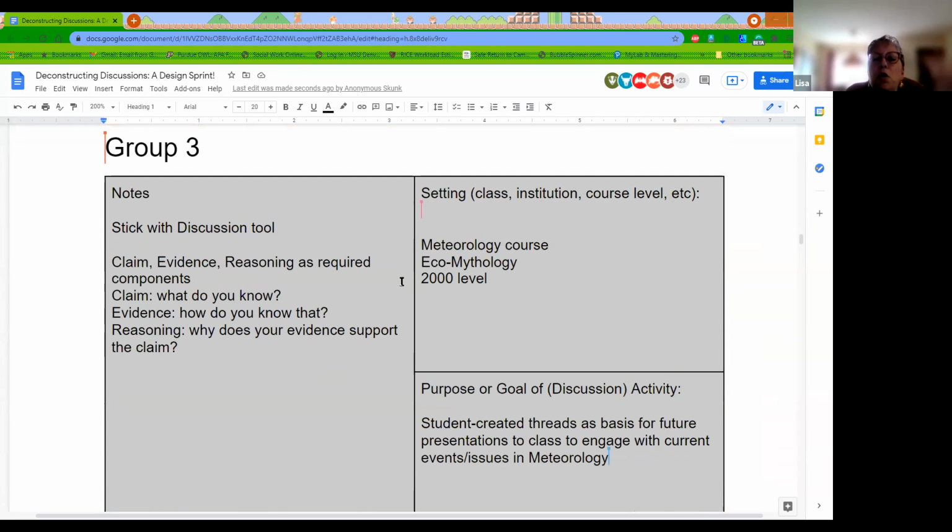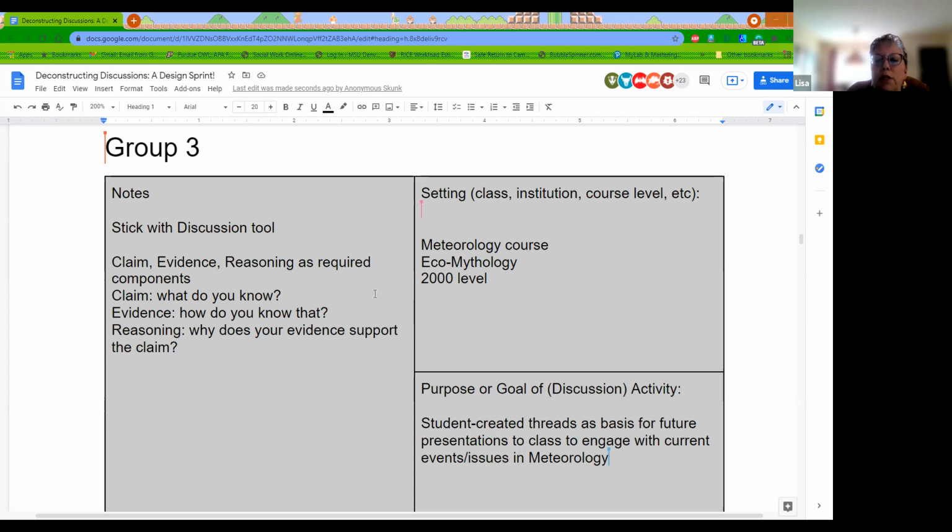My apologies. We decided we were going to teach ethnomythology, which is a meteorology course at the 2000 level. We went directly with what we've already got. It's what they all know. We're going to work with student created threads as much as possible because when students have agency about what they're discussing, they're much more engaged.